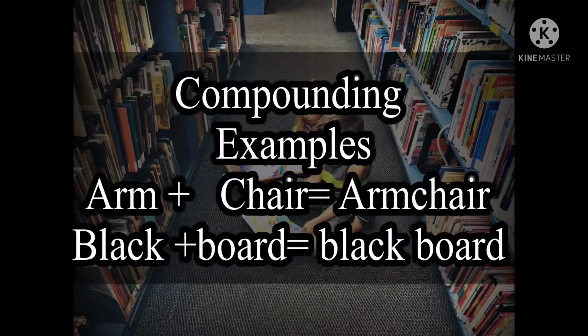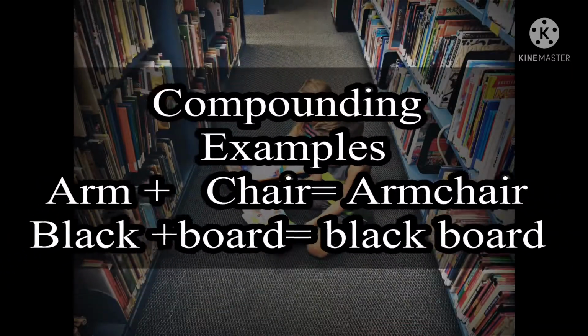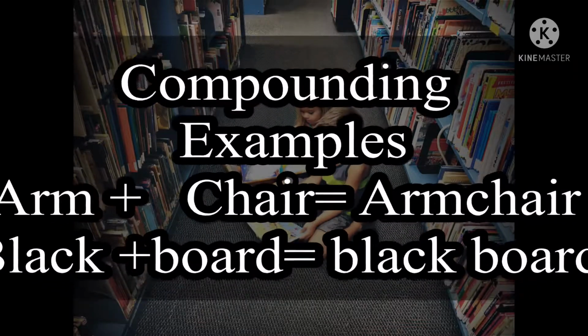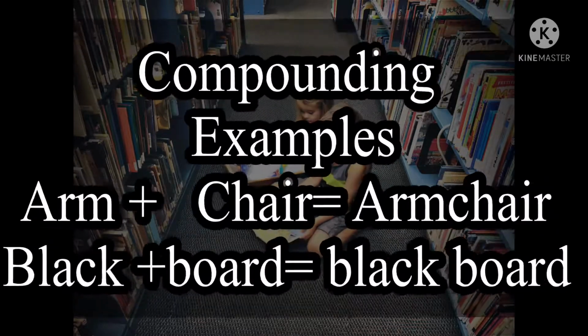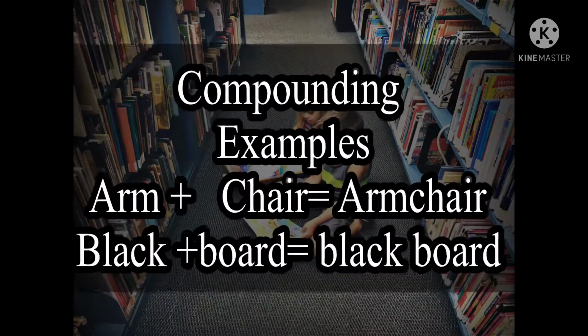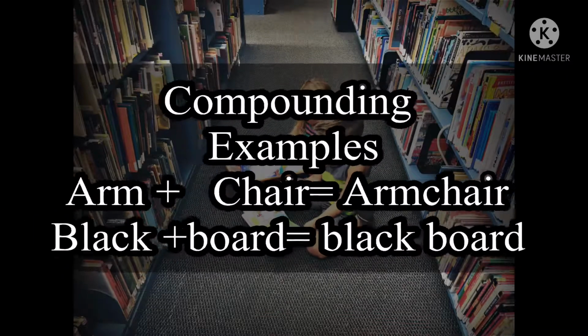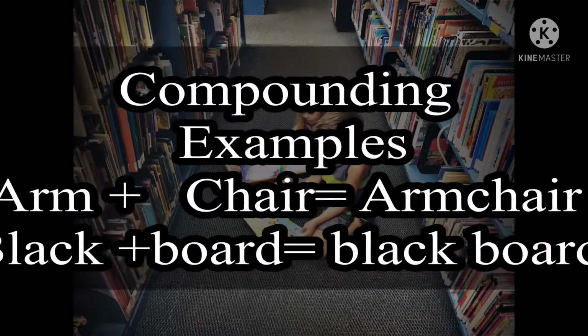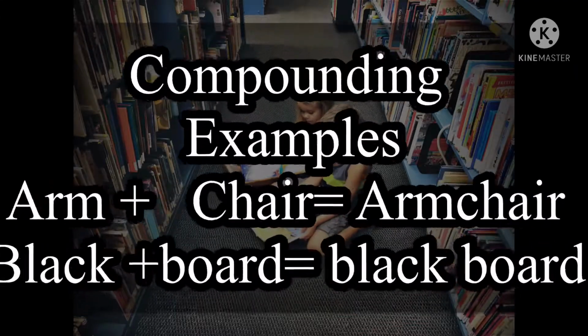Lastly, we will talk of compounding. Compounding is when 2 base forms are put together to become one word. This is the case whereby 2 words have been put together to form one word. For example, arm plus chair is armchair, and another example is black plus board, which gives blackboard.